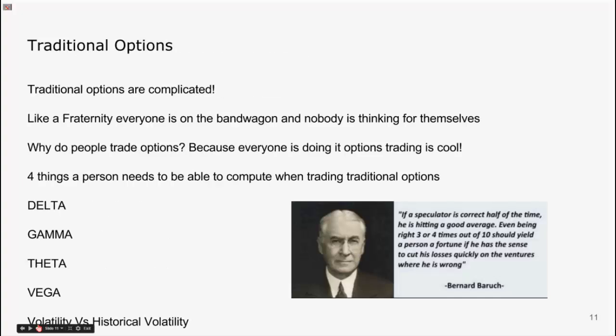Let's see here. So traditional options, like I always said, I think they're very complicated. I do not want to be calculating delta, gamma, theta, vega, volatility versus historical volatility on the fly while at the same time coming up with the trading setup. I don't know how many of you are comfortable calculating all of those numbers on the fly. Me personally, I am not.